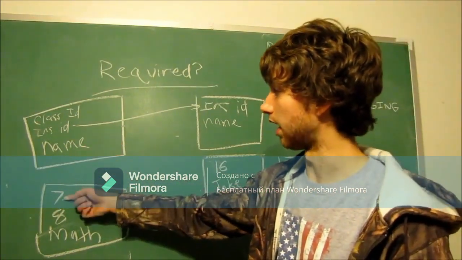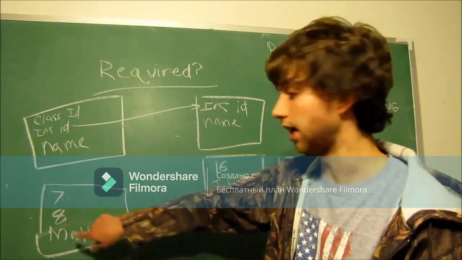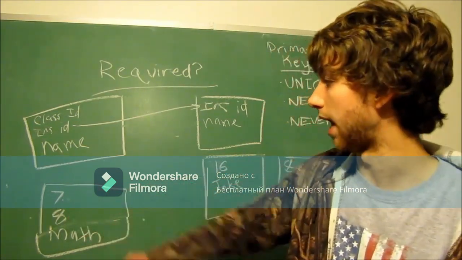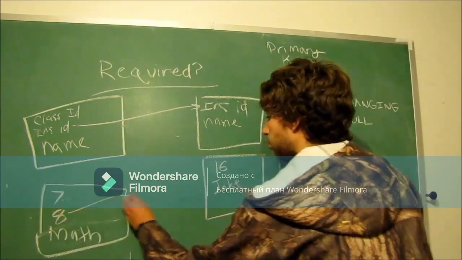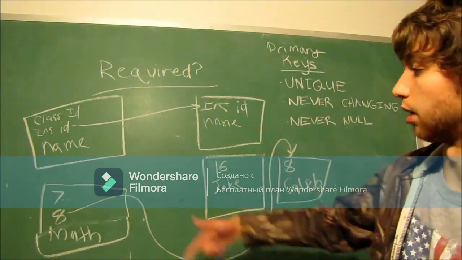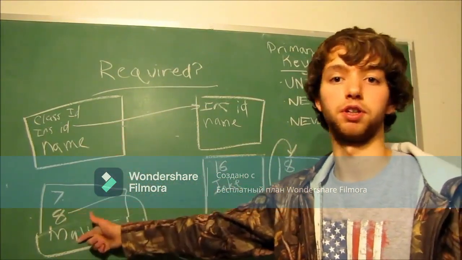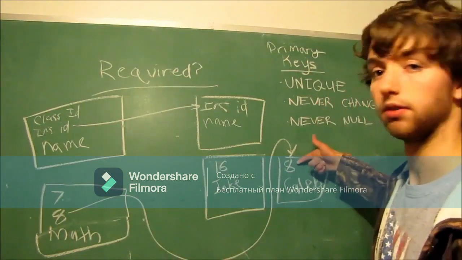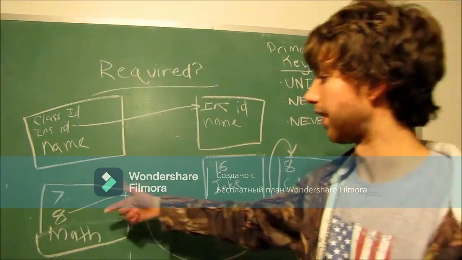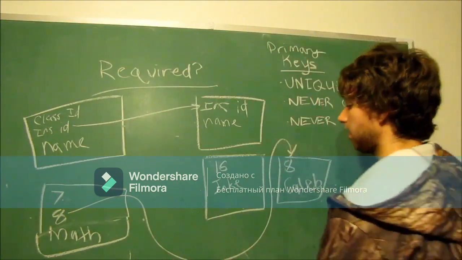So now we have an instance of a class. We got the class ID 7, the instructor ID 8, and the name math. So the instructor ID points to this instructor over here. This is the parent. This is the child because this is a foreign key reference to the parent. So that means this relationship is a foreign key.